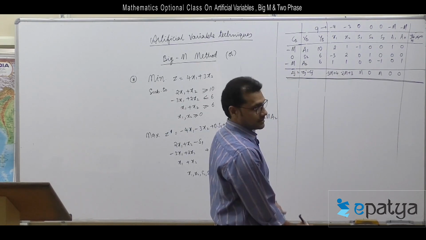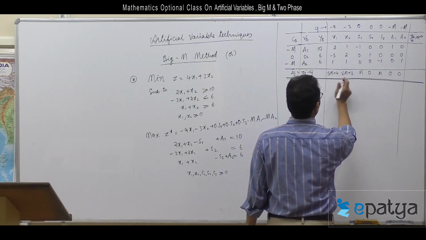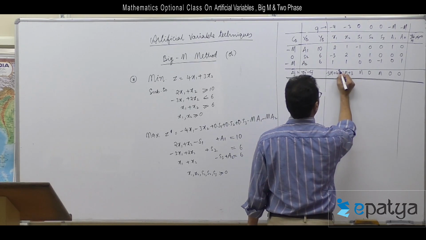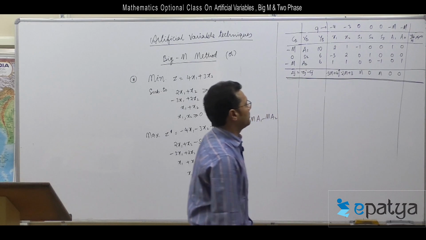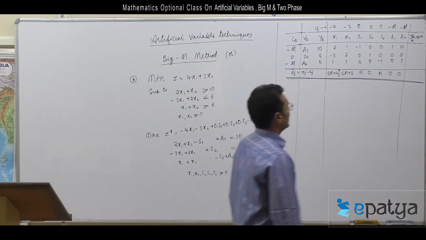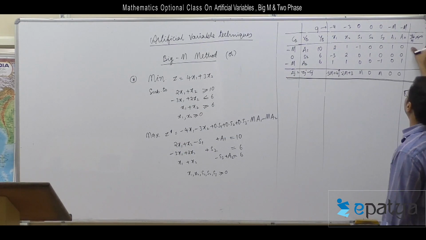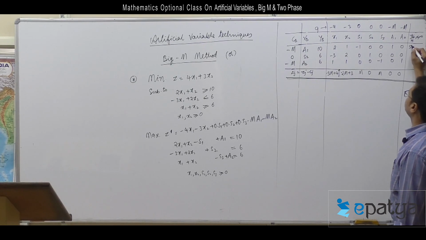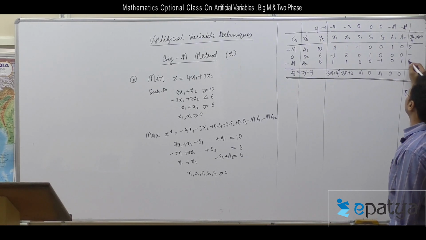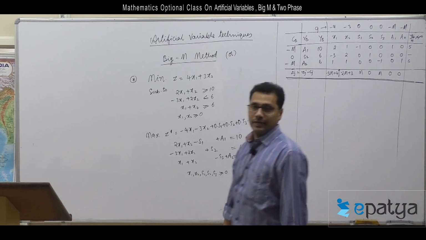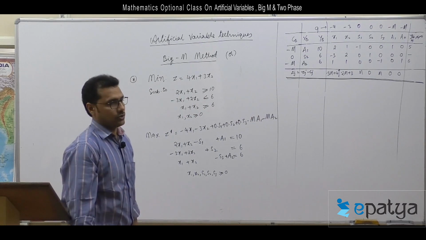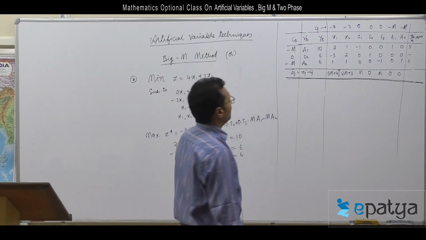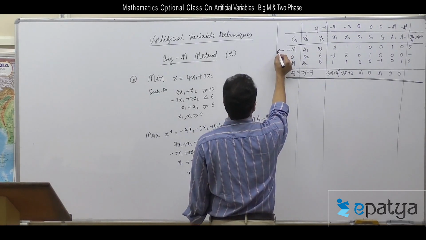So right now in this instance minus 3M plus 4 is the most negative net evaluation. The corresponding variable x1 enters the basis. Now consider the ratio to identify the variable which leaves the basis. So 10 by 2 is 5. Second one I cannot do. 6 by 1 is 6. So the least ratio is for A1, therefore A1 leaves the basis.